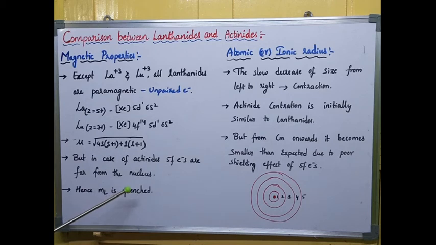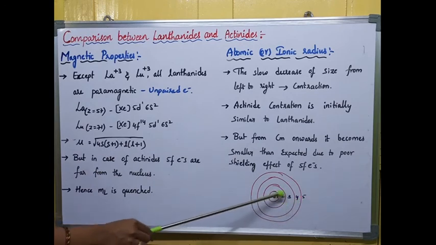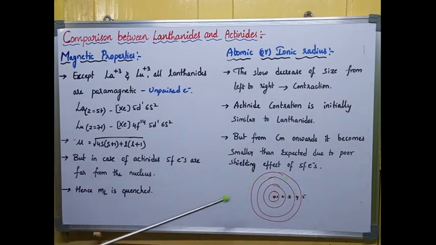That means it's not considered. Why? Because the 5f orbital is far from the nucleus. The 5f orbital is far from the nucleus, hence the nucleus shows less attraction on the 5f electrons. So we are not considering this orbital angular momentum. We will only consider spin angular momentum in the case of actinides.